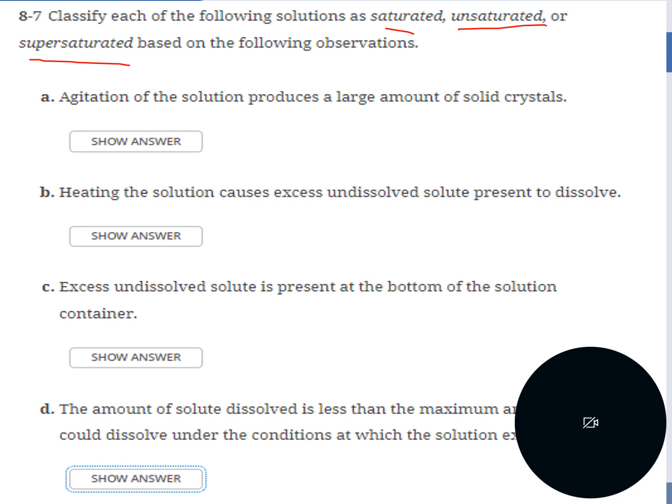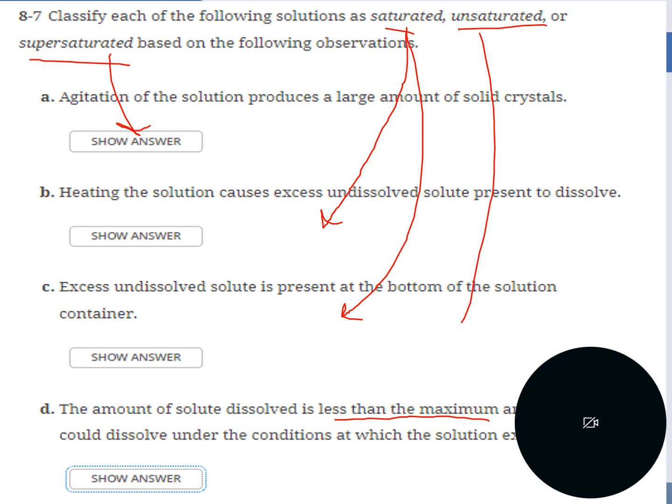Welcome back. If you looked at A, agitation produces a large amount of solid crystals, that would be supersaturated. Heating the solution causes excess undissolved solute present to dissolve, that would be saturated. Excess undissolved solute is present at the bottom of the solution container, that would be saturated as well. And the amount of solute dissolved is less than the maximum, that would be our unsaturated.